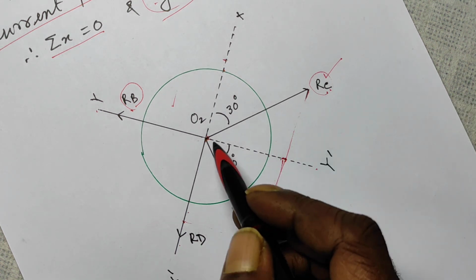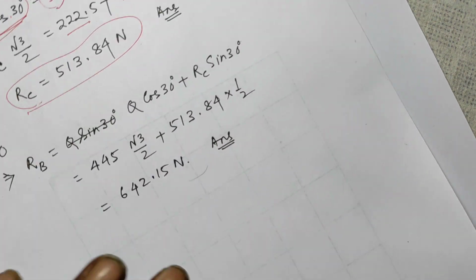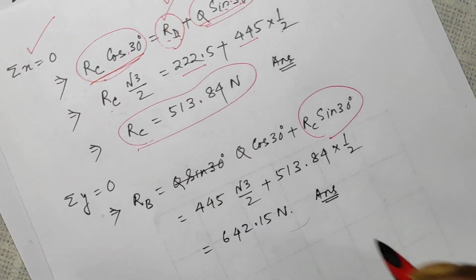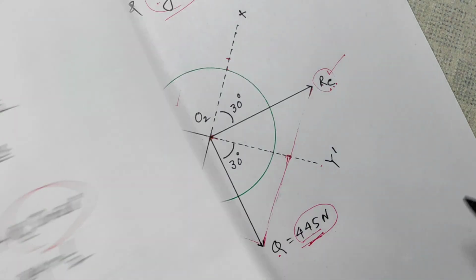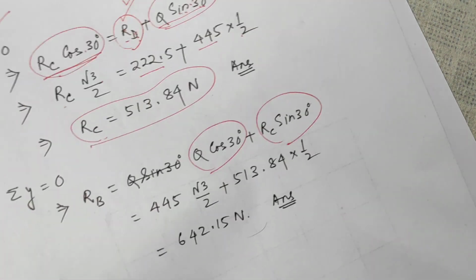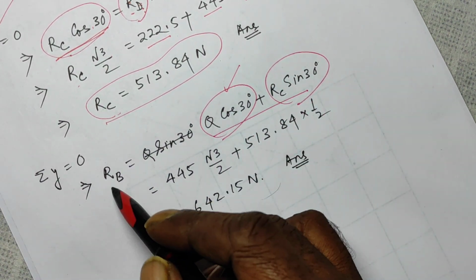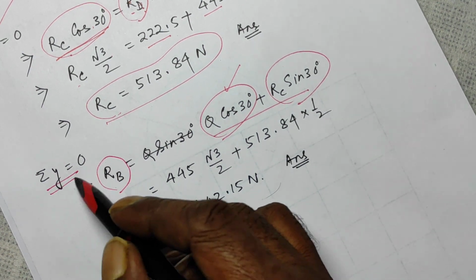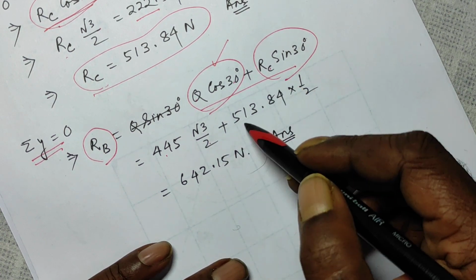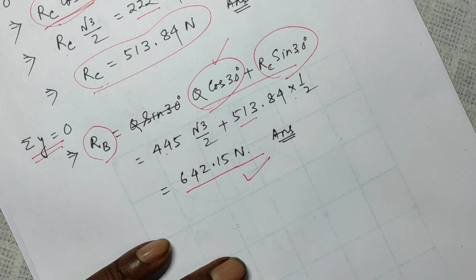So this component of RC, that is RC sin 30, along the negative y-axis, and Q cos 30, if you drop a perpendicular, this much will be Q cos 30. They are in the same direction, and the sum of these two will be equal and opposite to RB, because sigma y is equal to 0. Now just put the values of Q cos 30, RC calculated, sin 30. This comes out to be 642.15 Newton.